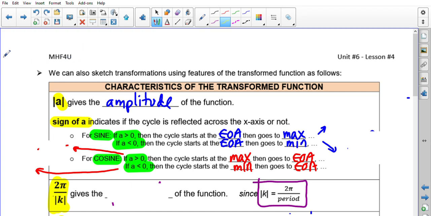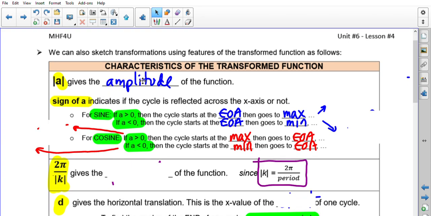So that's how we draw it using transformations. The other way will be to transform using characteristics. So that means we take the a, k, d, and c values and we come up with all the key features we need to draw it. The absolute value of a will give us the amplitude of the function. The sign of a is also important, so there are two things with amplitude: what the absolute value is, and then the sign of a. This indicates if the cycle is reflected across the x-axis or not.